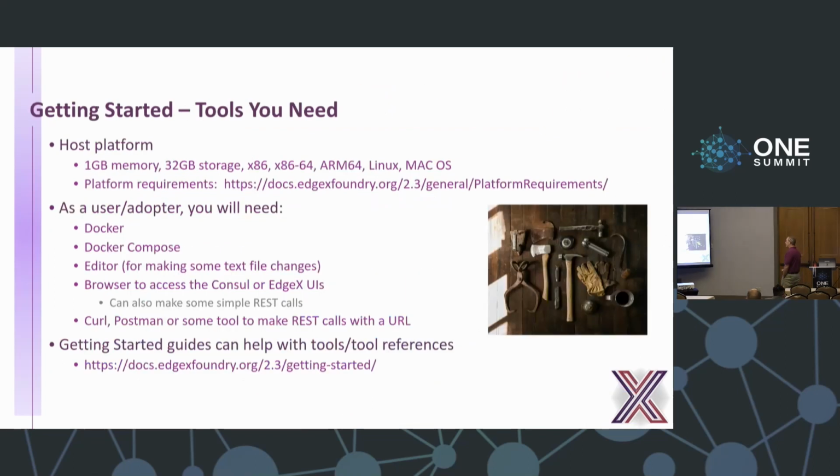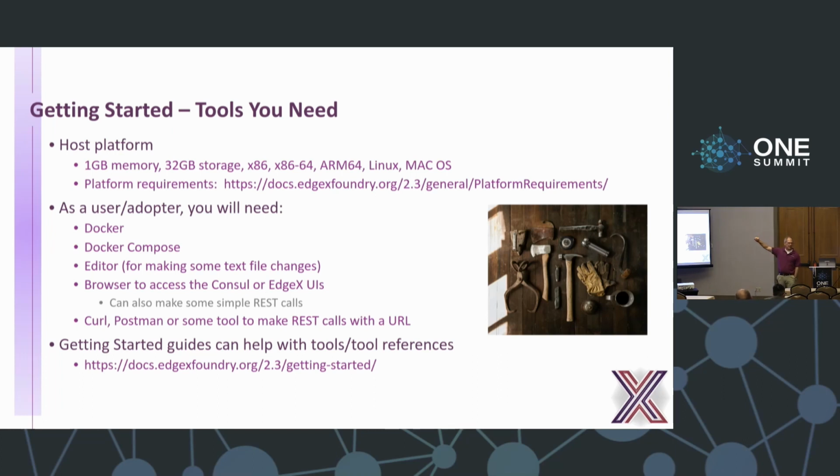Okay, so what do you need to get started if you want to use EdgeX as an adopter? Well, you're going to need a platform to run it. Yeah, I know I said you could run it in a distributed mode, but let's keep it simple. Let's just drop it onto a box and run it quickly on something like a Raspberry Pi or your laptop, whatever the case might be. You're going to need at least 1 gig of memory, about 32 gigs of storage. Again, we run on Intel, we run on ARM, your choice. We don't care about that.